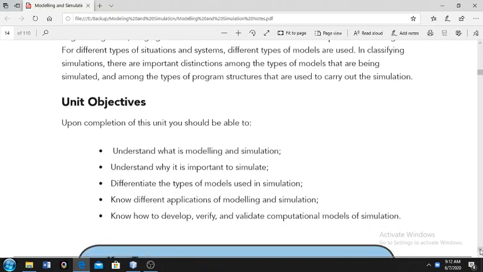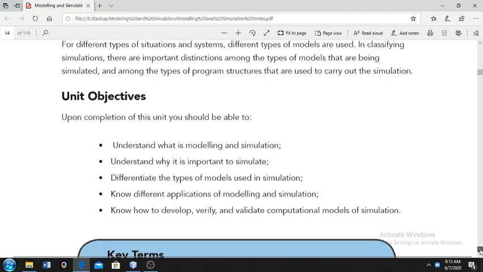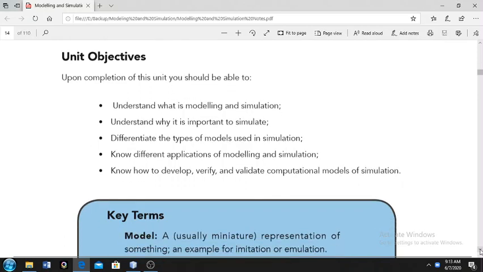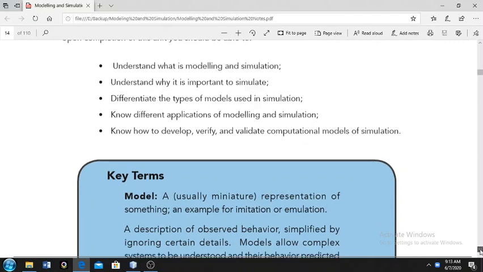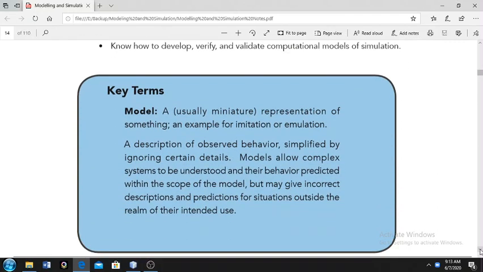simulation. Objectives. Upon completion of this unit, you should be able to understand what is modeling and simulation, understand why it is important to simulate, differentiate the types of models used in simulation, know different applications of modeling and simulation, know how to develop, verify, and validate computational models of simulation. So let us define key terms.